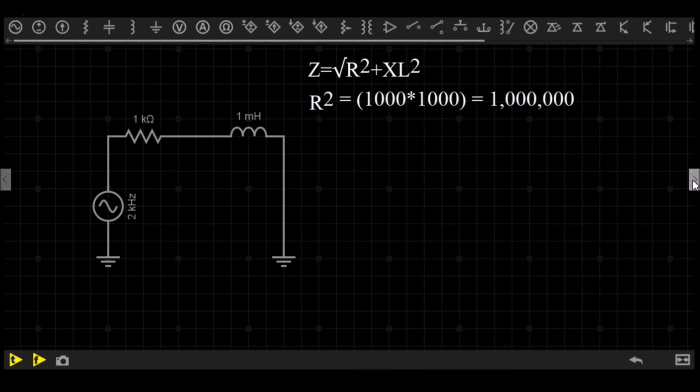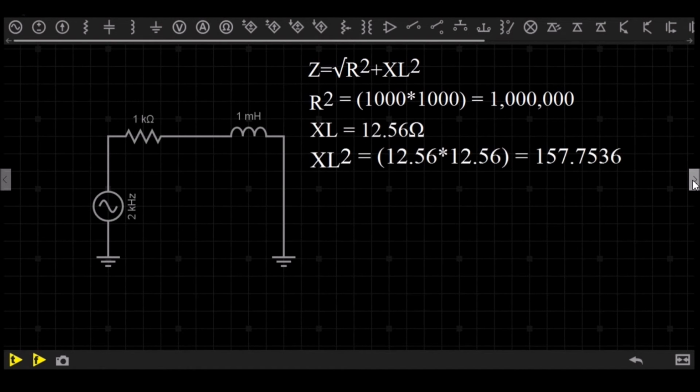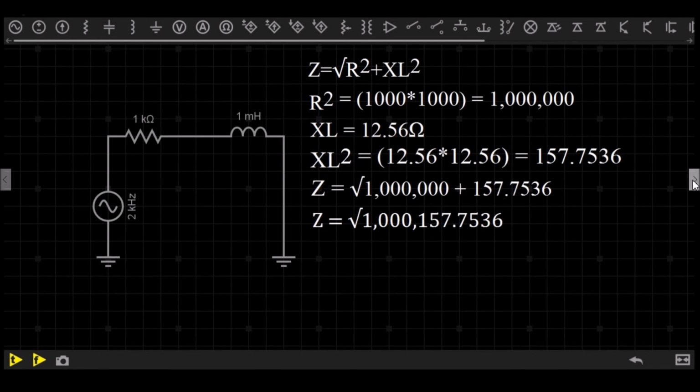R squared, 1000 times 1000, equals 1 million. The reactance of the inductor is 12.56 ohms. Inductor reactance squared, 12.56 multiplied by 12.56, equals 157.7536. Z equals the square root of 1 million plus 157.7536. So Z equals the square root of 1,157.7536. Total impedance equals 1000 ohms.